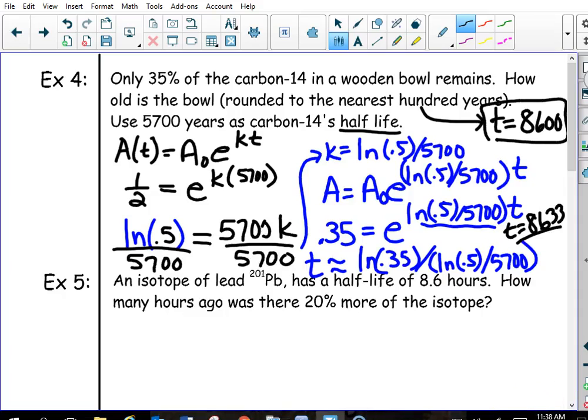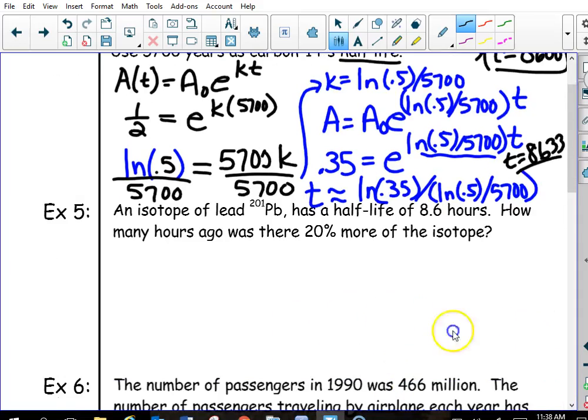Again, more of this exponential decay and growth using A times e to the kt. So we have an isotope of lead, 201 Pb. It has a half-life of 8.6 hours. How many hours ago was there 20% more of this isotope? I kind of struggled with this one because these are getting bigger.